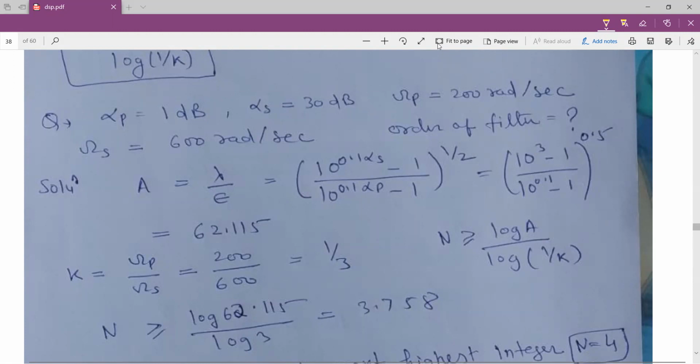So in that way, you may calculate the order of the Butterworth filter, and that order of the filter will be helpful in designing further when you proceed to the IIR filter design.